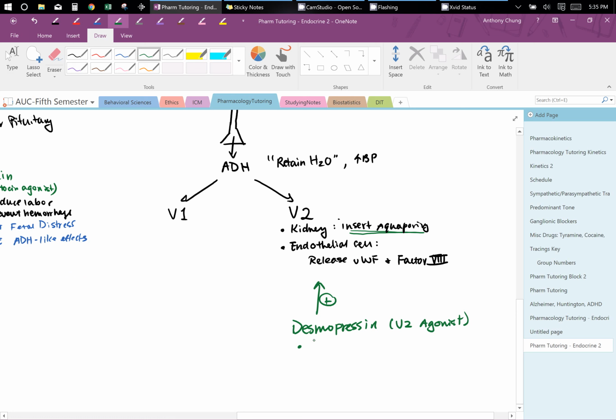And things that you would use desmopressin for: it can treat central diabetes insipidus. That's the one where you're not making enough ADH. Or another important treatment, which I'm not sure if they mentioned in Pharm, but it definitely did come up much later on, is that you can use it for von Willebrand's disease. So you can use it to treat von Willebrand.